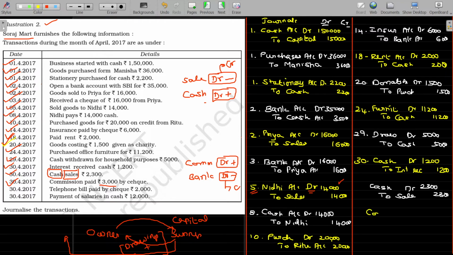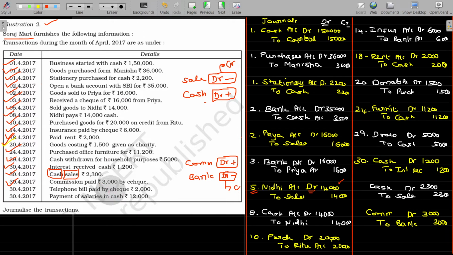Commission account debit to bank, the value being 3,000. Right. The next transaction.